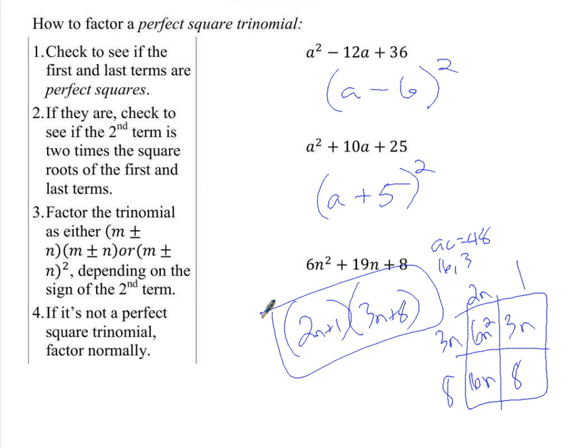I couldn't use the shortcut. It was not a perfect square trinomial. The world did not end, though. I can still factor it using the box method, and you just saw how quickly you can do the box method with practice.